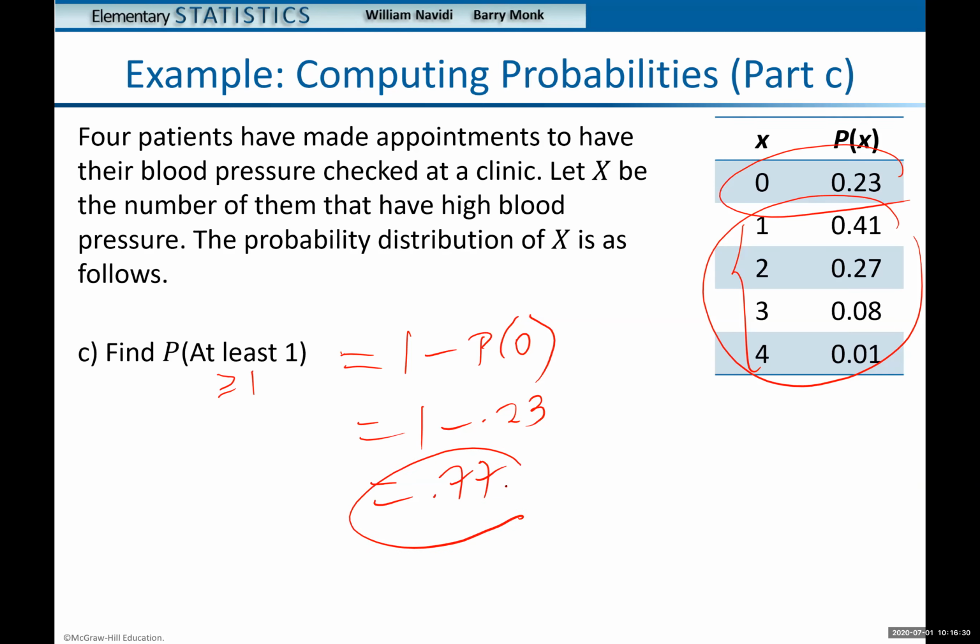So you can check, since at least 1 is greater than or equal to 1. When you add all these, 1, 2, 3, and 4, it's going to be 0.77 also. Any questions? No.